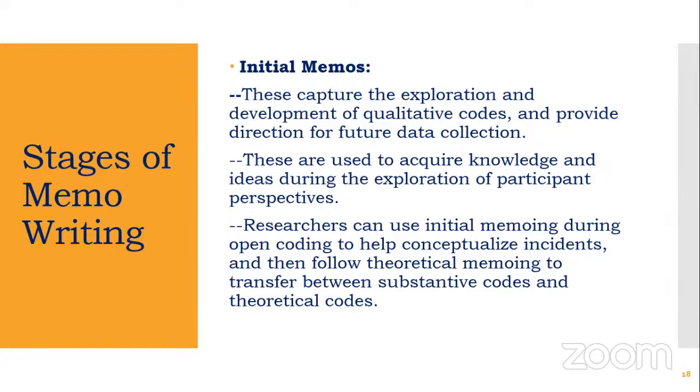The first stage is what we call initial memos. These capture the exploration and development of qualitative codes and provide direction for future data collection. Initial memos are written to identify the initial thoughts about the obtained data. When you are collecting data, it can be anything. It can be transcribing an interview, or taking an observation into consideration. It can be some field notes, some textual data, a newspaper article, whatever you are considering.